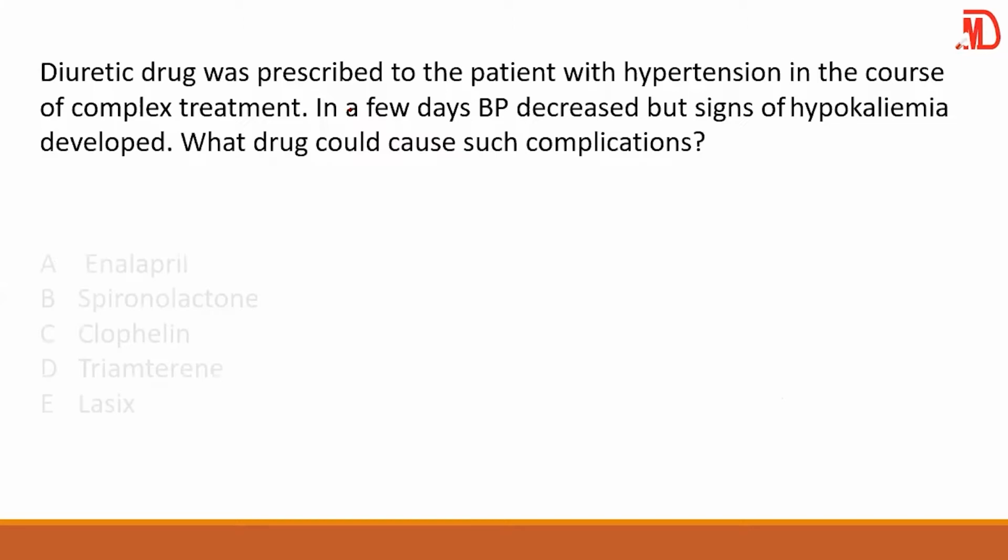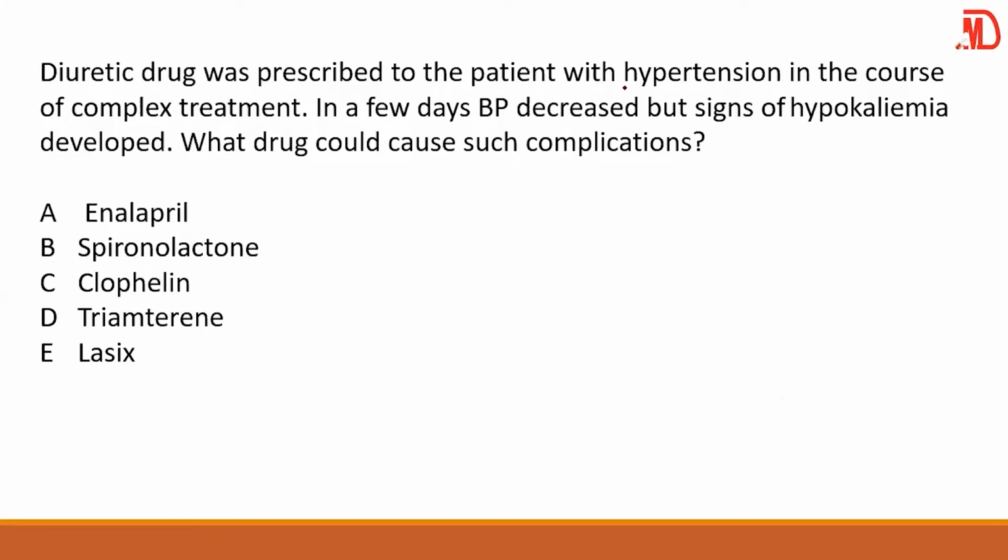We have a diuretic drug was prescribed to the patient with hypertension in the course of complex treatment. So in a few days, blood pressure decreased, but there were signs of hypokalemia. When we say hypokalemia, it means low potassium level in the blood. So what drug can cause low potassium level? Low potassium level. So you are thinking of what? Furosemide. A furosemide or something that frequently excretes potassium, or a diuretic that frequently excretes potassium.